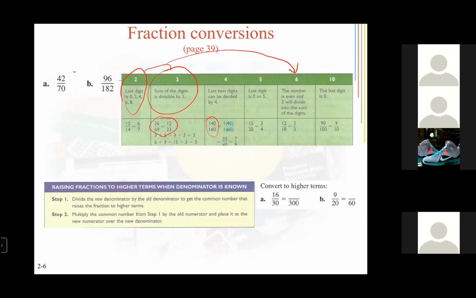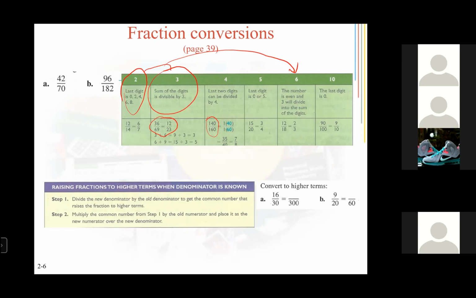And then lastly, well, everybody knows the rule for 10. Once it ends in a 0, it's divisible by 10. So those are some of the common divisibility rules that it's useful to know of. So when you're trying to reduce fractions or cancel, you could readily see which numbers you could use to do your canceling or reduction.